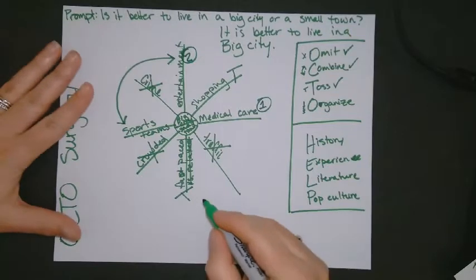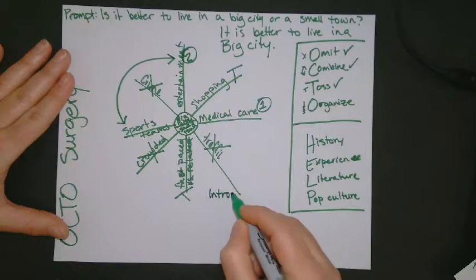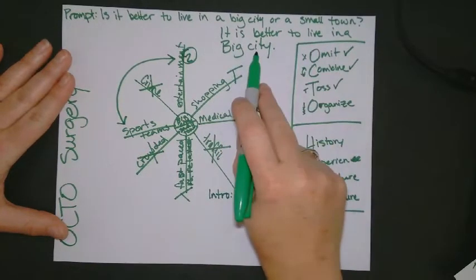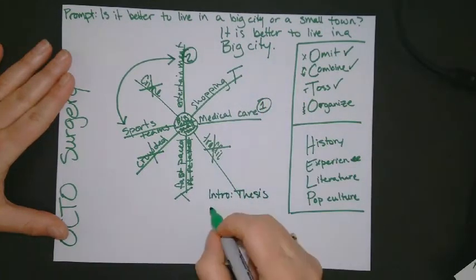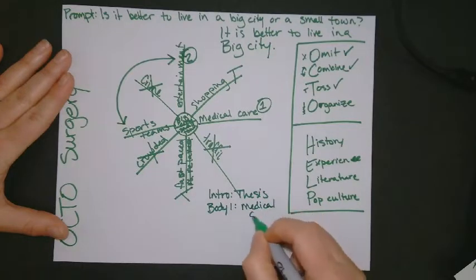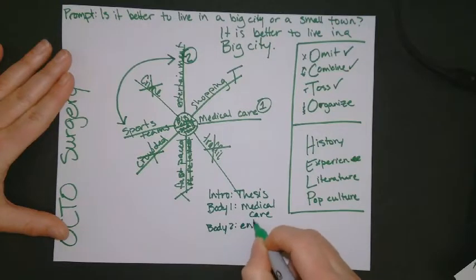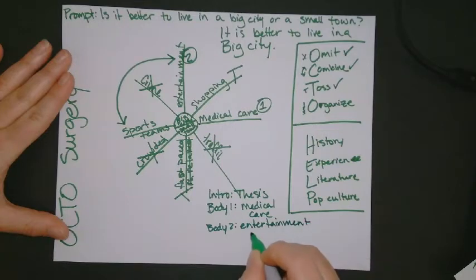So then when I move into the point of planning my essay, my intro is going to be my thesis, which I've kind of started up here by saying it is better to live in a big city, I would say, than a small town, and then go on to give some reasons. And then my body paragraph 1 would be about medical care. My body paragraph 2 would be about entertainment. And now I already have my support for that one, that is sports teams.